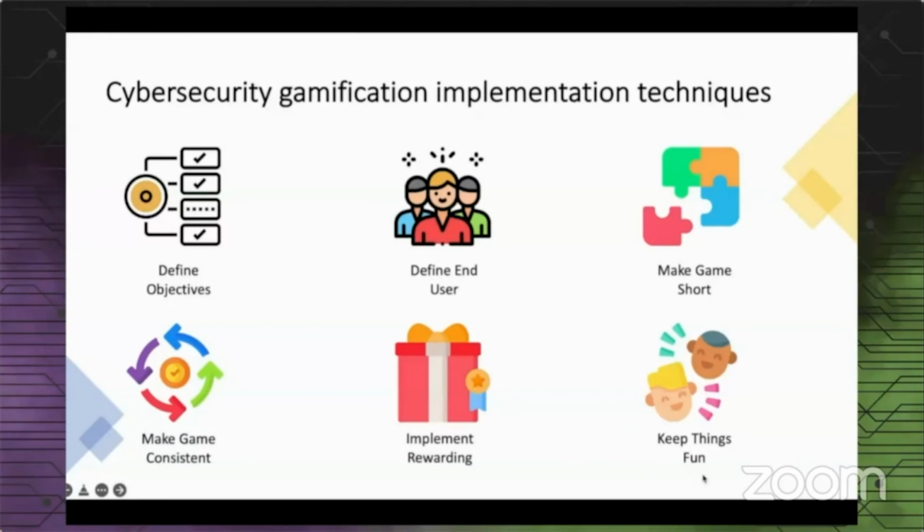Make the game consistent. Don't repeat it, but make it connected between one game and the next so they can interconnect between them and it becomes consistent.